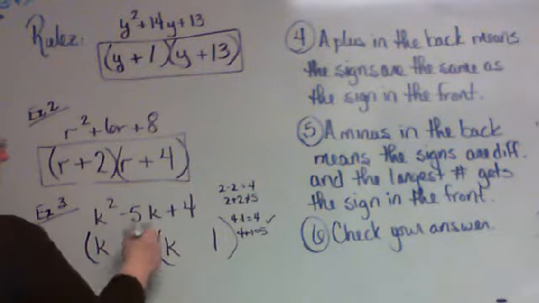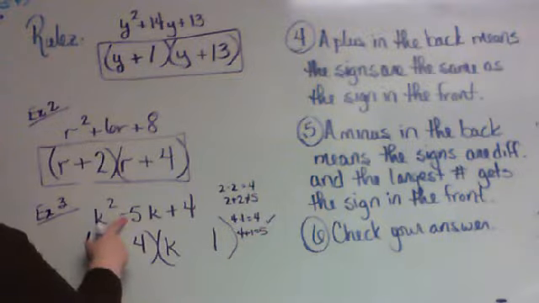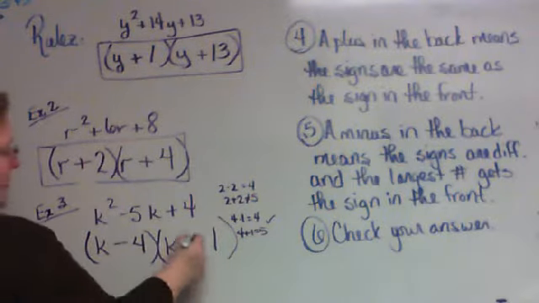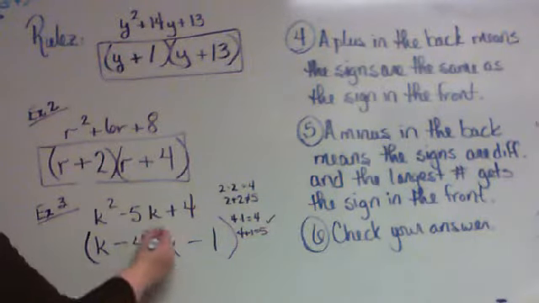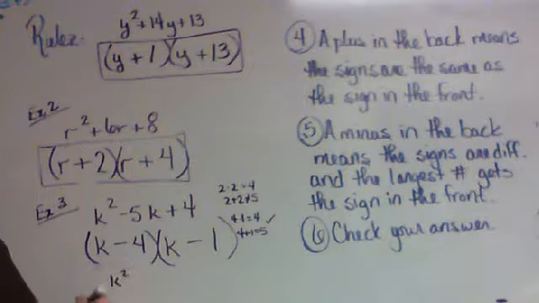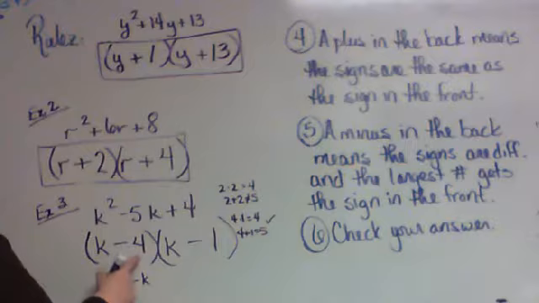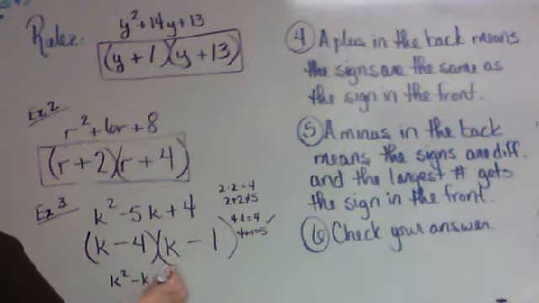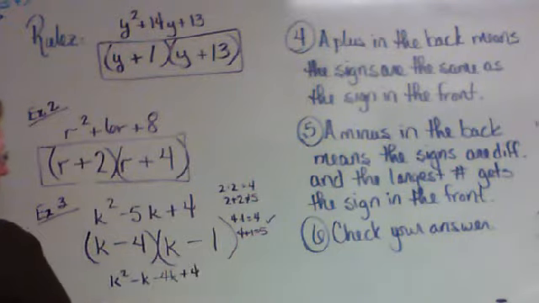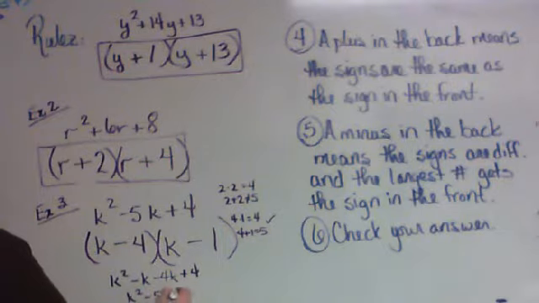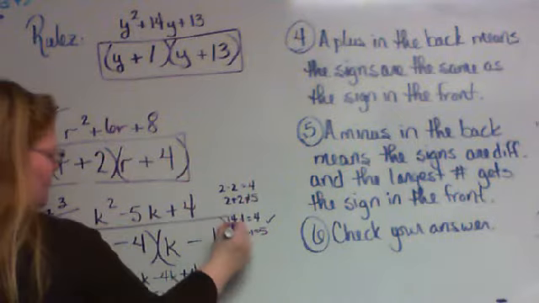A plus in the back means my signs are the same as the sign in the front. So in this case, it has to be a negative in both places. When I go to multiply it out, k times k is still k squared. K times negative 1 is negative k. Negative 4 times k is negative 4k. Negative 4 times negative 1 is a positive 4. So that gives me k squared minus 5k plus 4, which is what we had. So that worked.